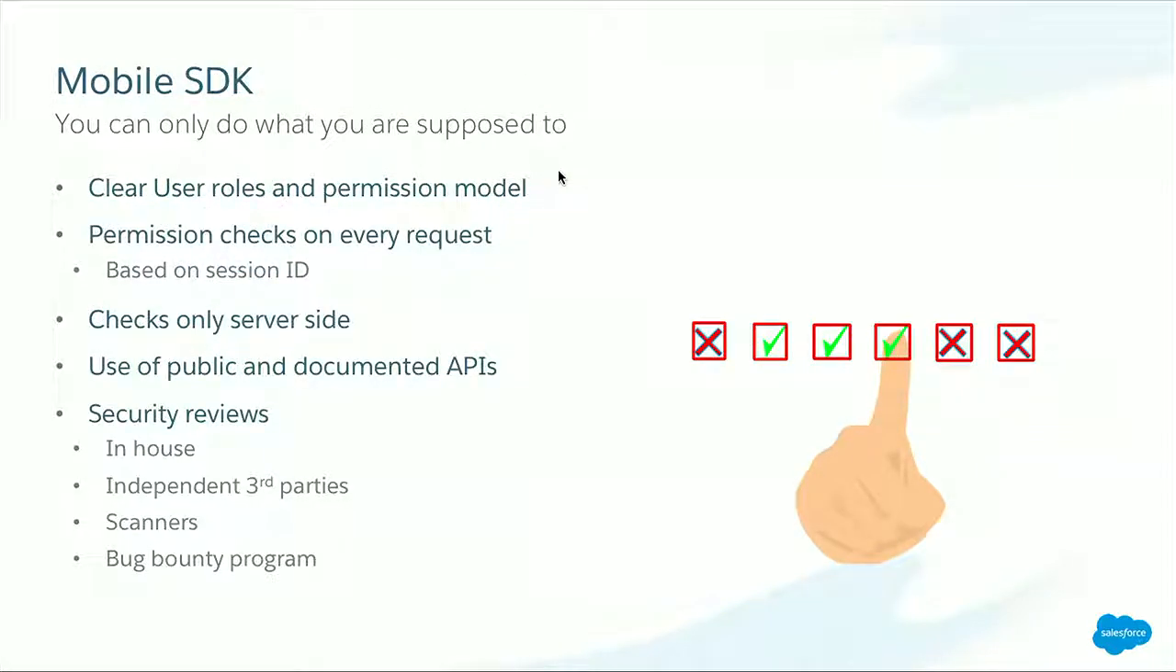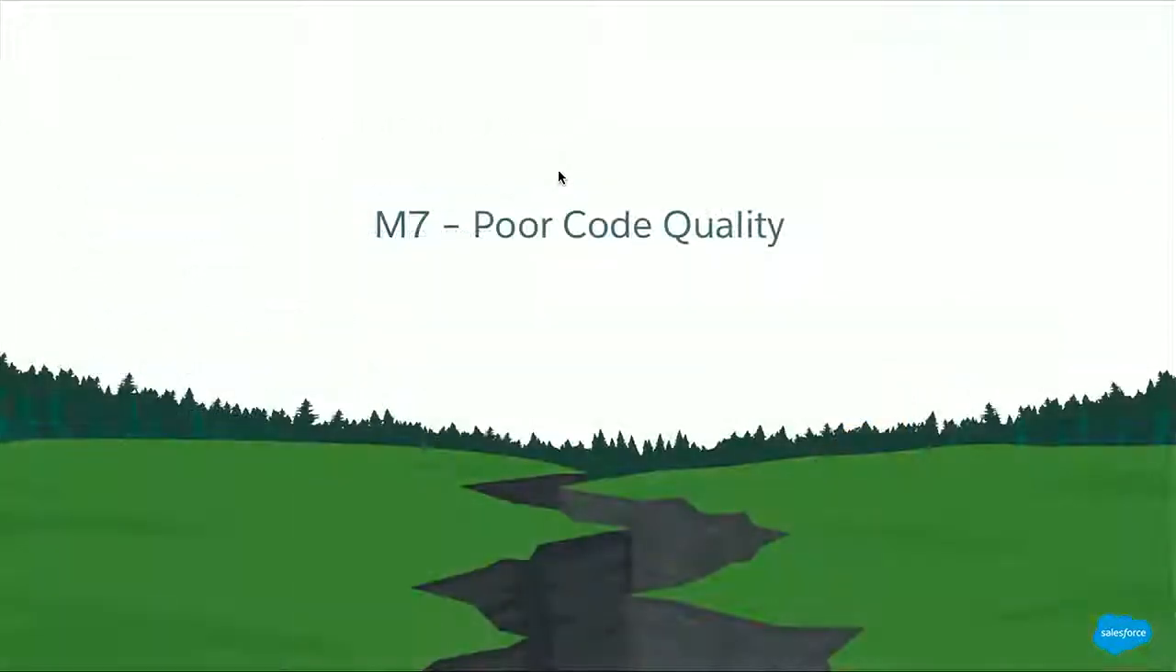So the mobile SDK has a clear user role permission model. That's what we have at Salesforce. We check on every single request, and we check based on the session ID, not on some additional parameters that are in the URL, like, oh, user equals admin, right? Because anyone can tamper with that. Again, we do the check server side. We actually use the public APIs that you can use as well and are publicly documented. And again, we have all types of security reviews.